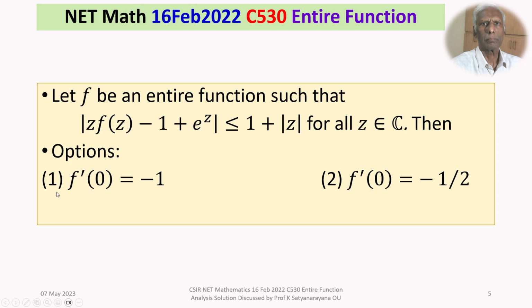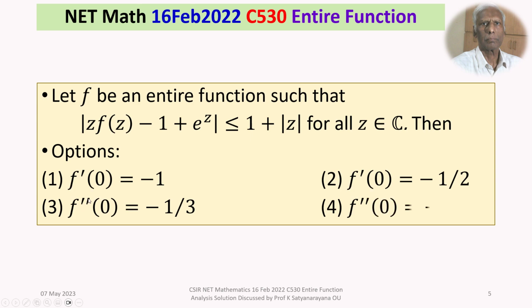Option 1, f prime 0 is equal to minus 1. Option 2, f prime 0 is equal to minus 1 by 2. Option 3, f double prime at 0 is equal to minus 1 by 3. Option 4, f double prime at 0 is equal to minus 1 by 4.